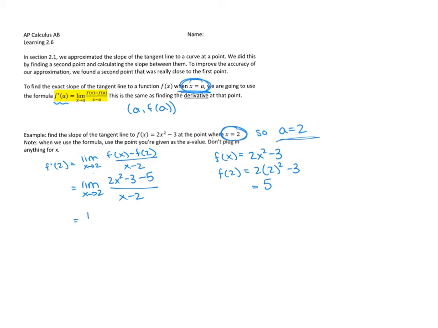This is now starting to look a lot like a problem we would have had a week ago. If I plug in 2 for x, I am going to get 0 over 0, so I know that I have to do some algebra. Luckily, this is just a nice little factoring problem. So I take out a 2 on top, and then I have a difference of squares.